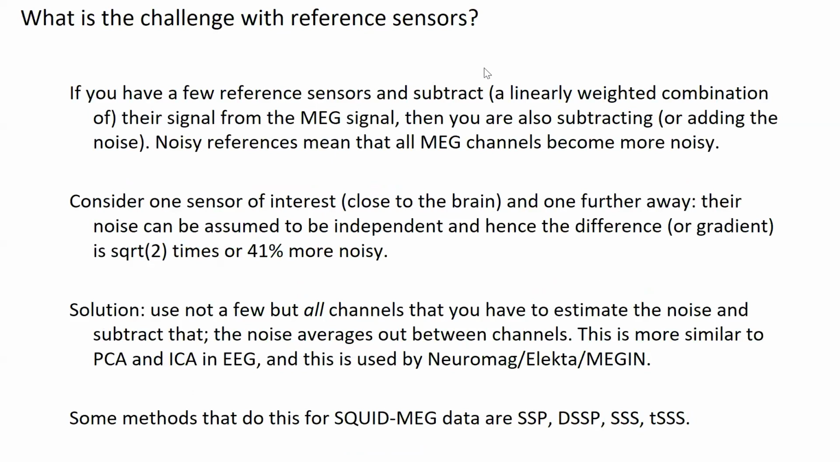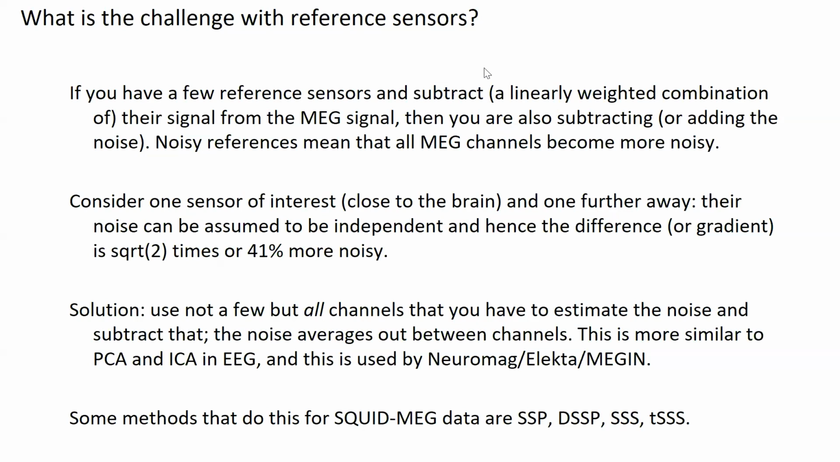So reference sensors are really nice, but there are also some challenges with them. If you have a few reference sensors, and you subtract a linearly weighted combination of their signal from the MEG signal, then you're also subtracting or adding the noise of those reference sensors. So noisy references means that the signal that you're getting will also have increased noise.